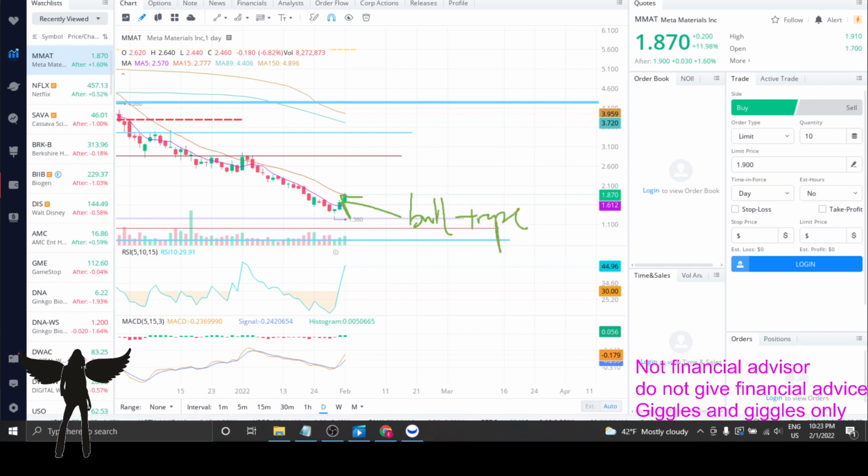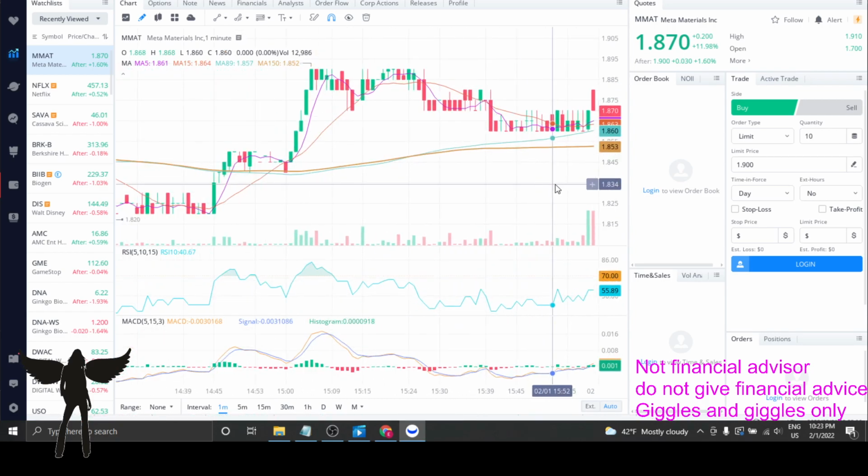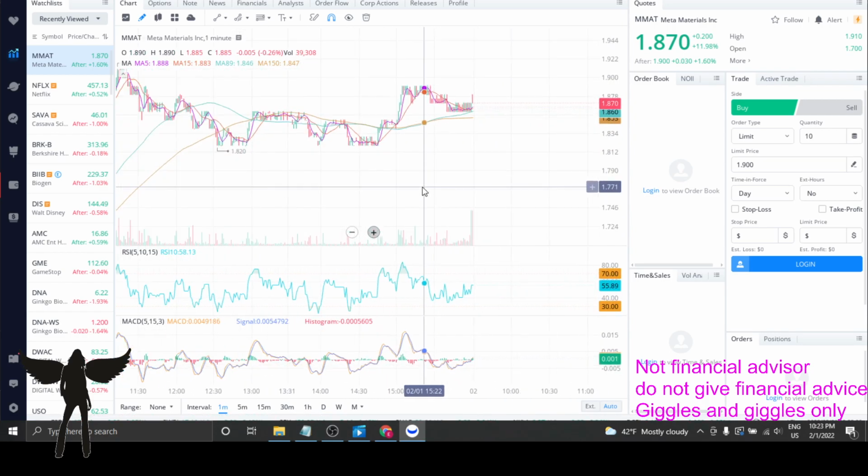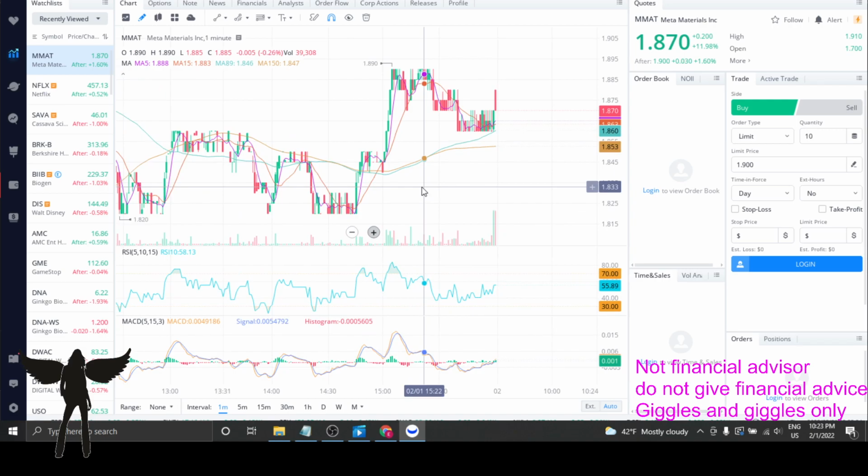Because in this case, the sustained volume increase actually isn't that much compared to the percentage increase. And if we go and look at the minute chart of MMAT, this is the minute chart of MMAT.